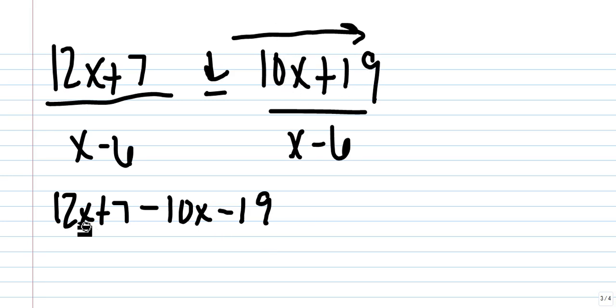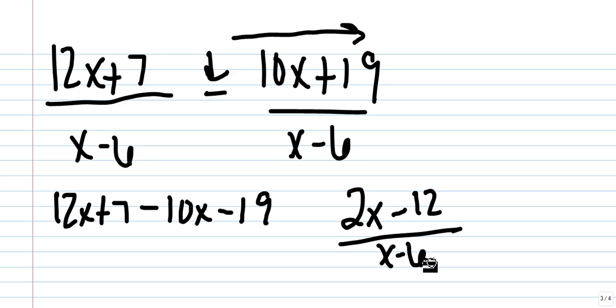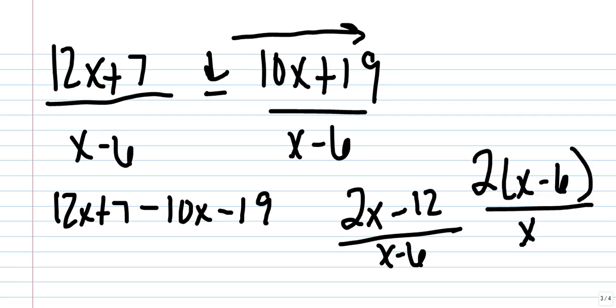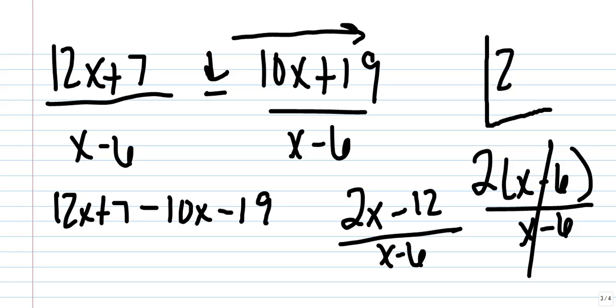Now combine your like terms. 12x minus 10x is 2x. 7 minus 19 is a negative 12. So we have that over our x minus 6. Now once again, can we take something out of this up top? Well, I can take out a 2. So I have 2 times parentheses x minus 6 over my denominator, which is x minus 6. And lo and behold, we can cancel out the x minus 6's, which leaves us with our final answer of 2.